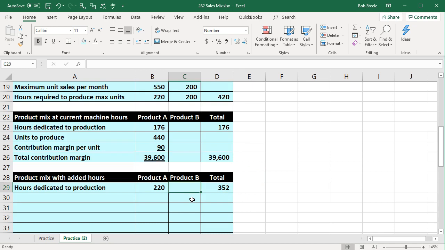That means that product B is going to get the difference, right? Whatever other hours we have is going to be the 352 minus the 220, and that gives us the 132.